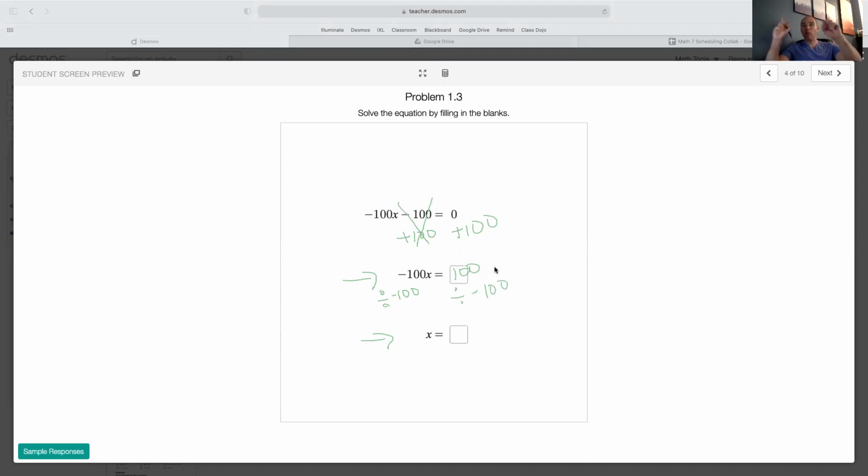That's why people say divide both sides by such and such, or add such and such to both sides. It's just another way of saying, hey, you do it to one side, you got to do it to the other. And so what we're left with is 100 divided by negative 100. That's just negative 1. So in this case, x is negative 1. All right, let's keep it moving.